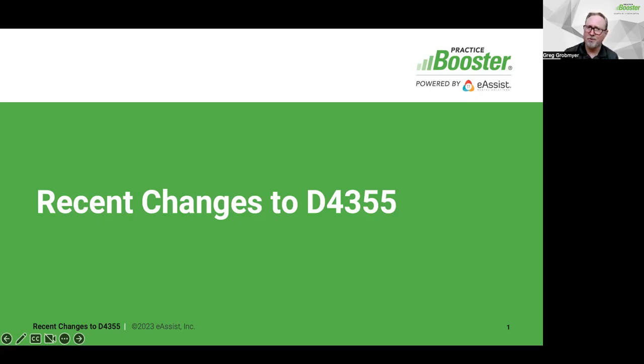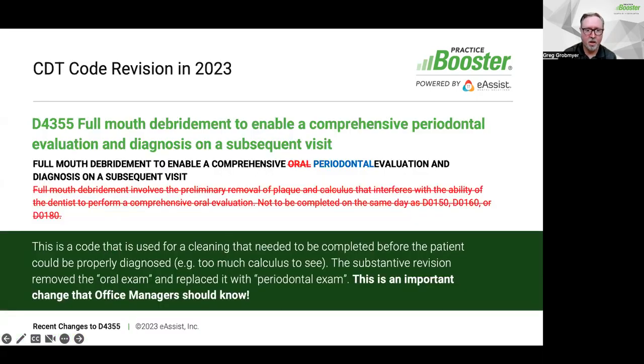I wanted to talk to you real briefly about the recent changes that happened at D4355. There's a lot of implications about these changes, and I want to discuss that with you. Just looking at the changes that came out of the Code Maintenance Committee, they did alter both the nomenclature and got rid of the descriptor that was associated with D4355. Now, this has a lot of implications about how this code can be used now that is different from how it's been used in the past.